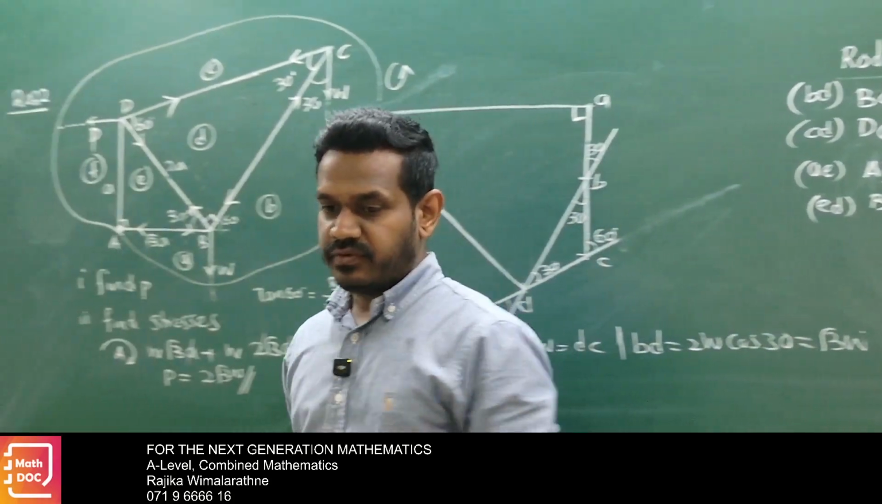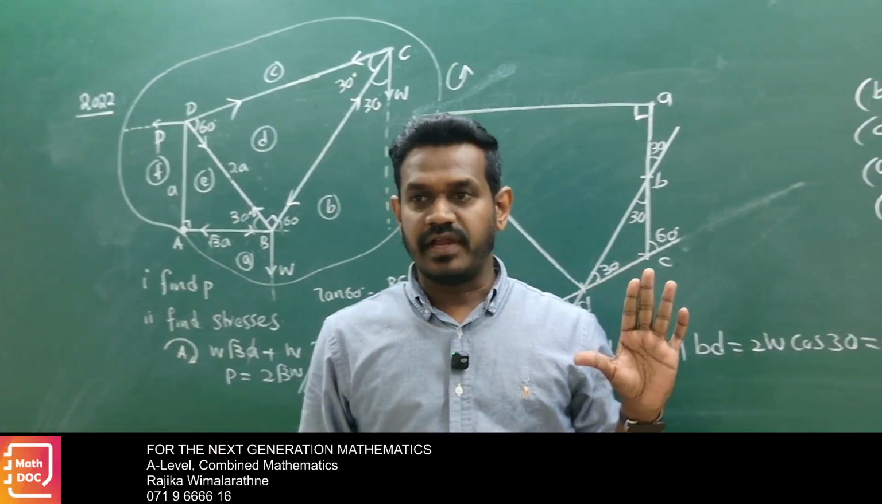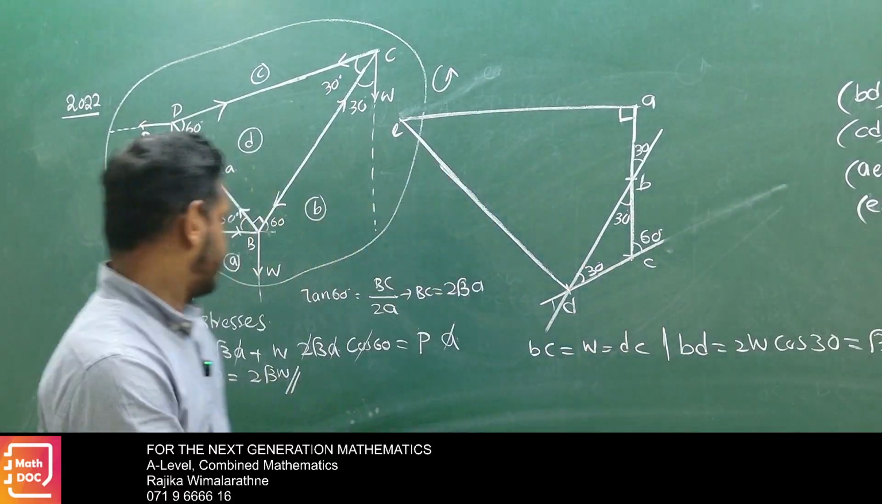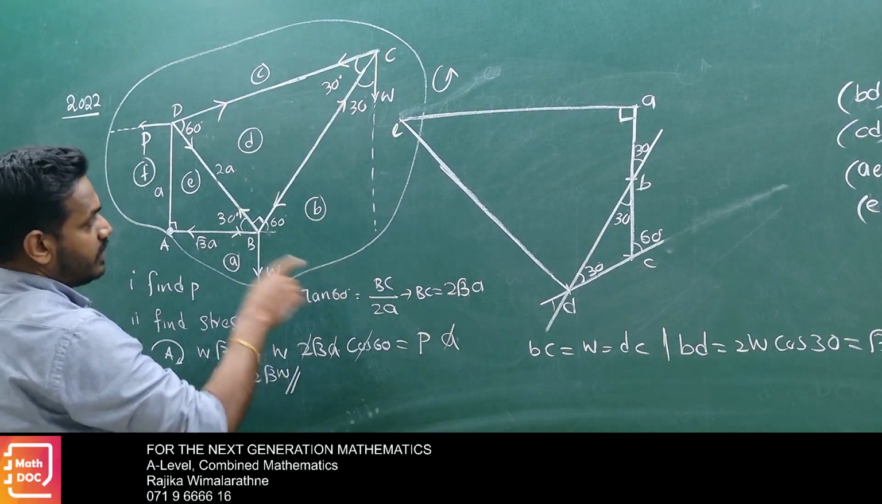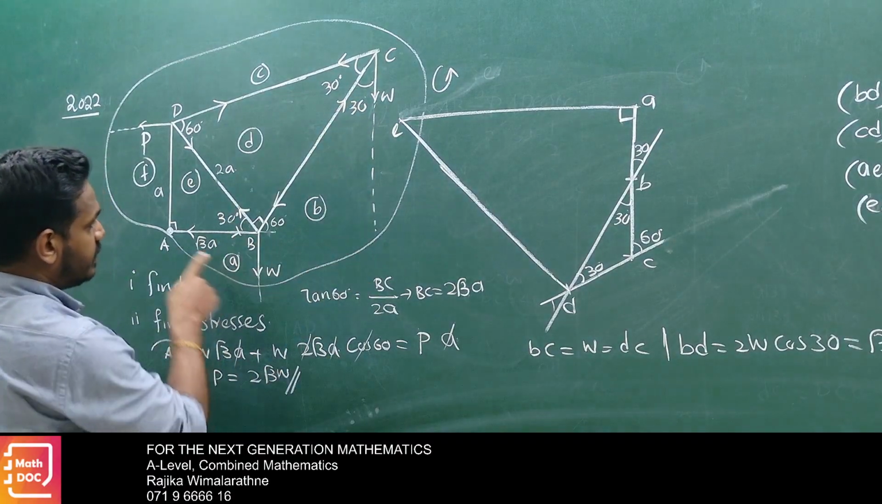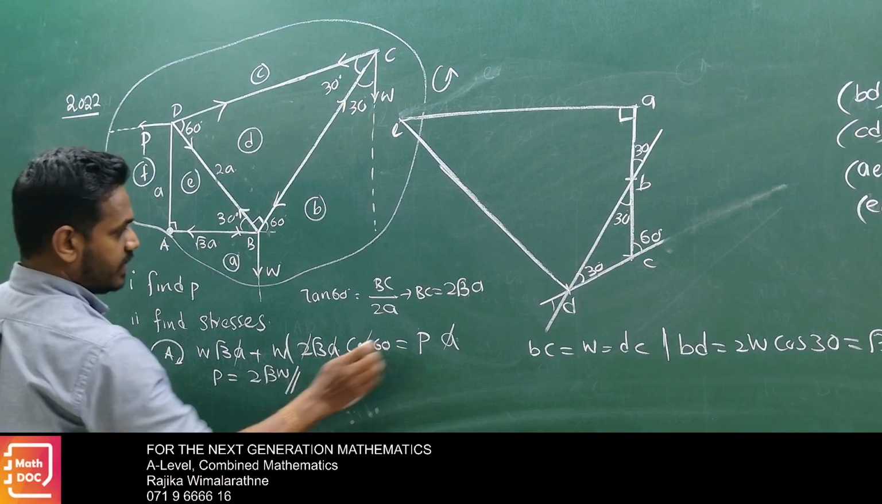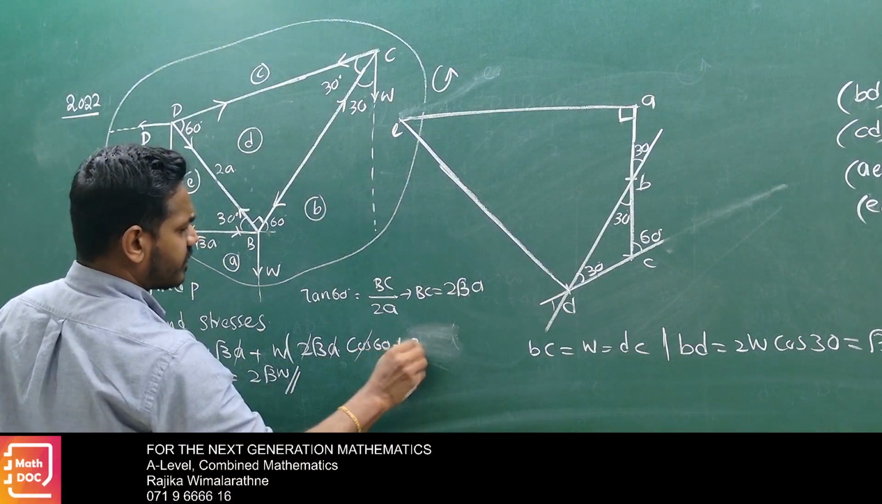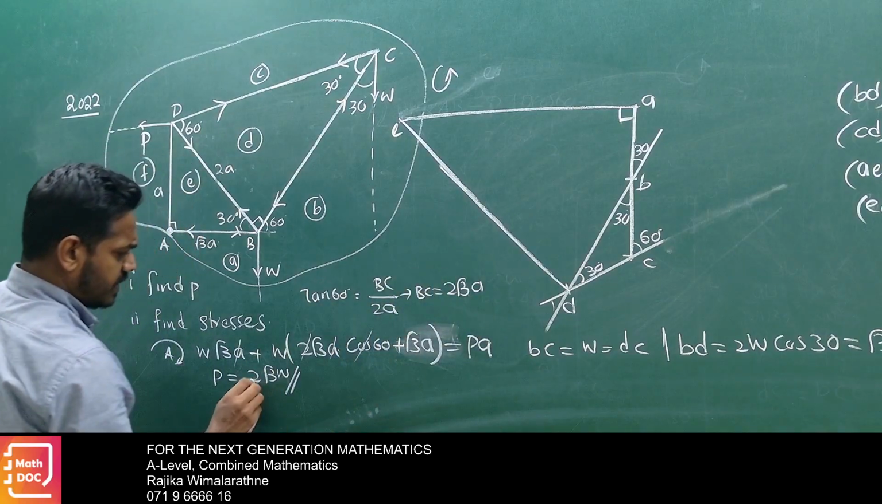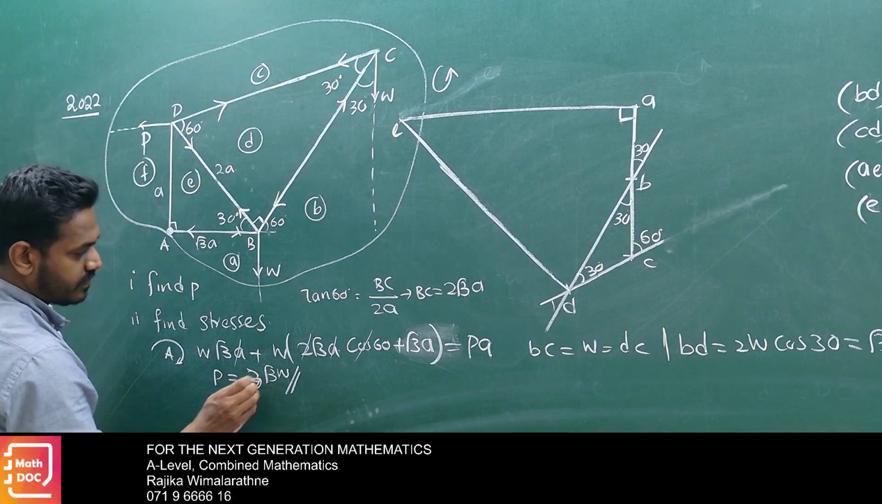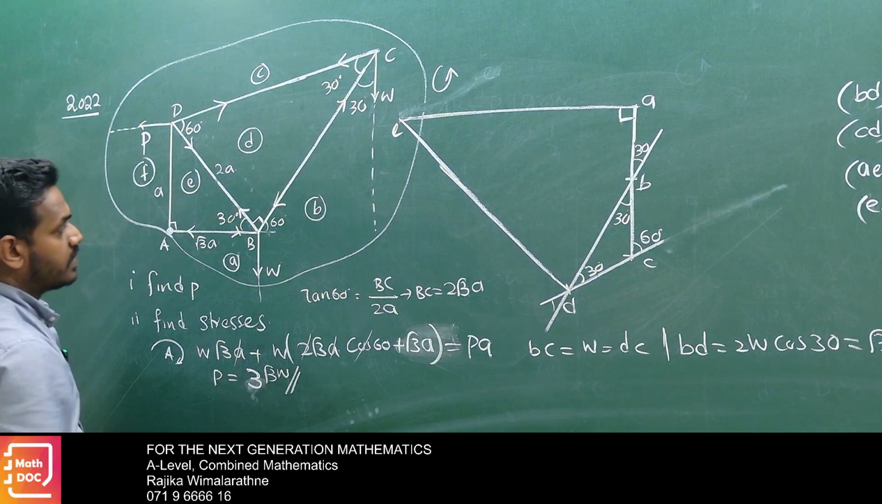Here some p values are wrong. W into row 3A. Here we have to add another row 3A, no? You add here another row 3A. Then here 3 row 3W.